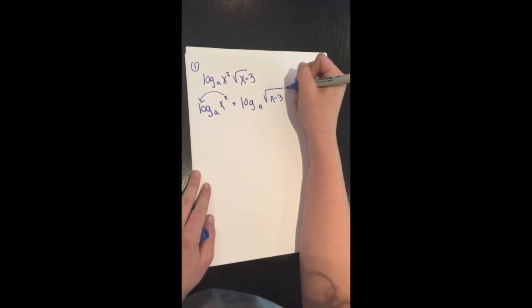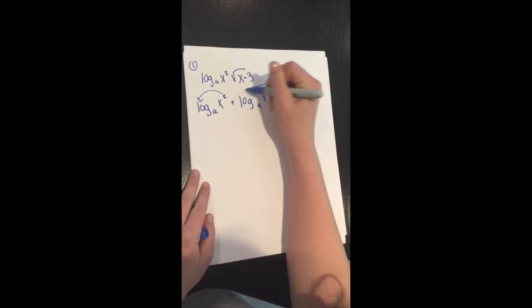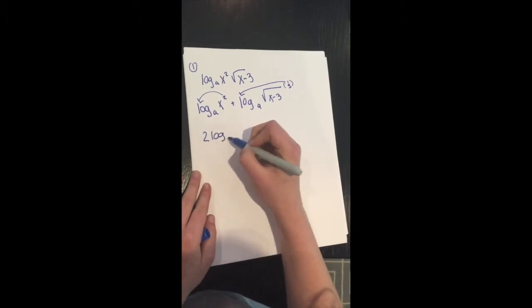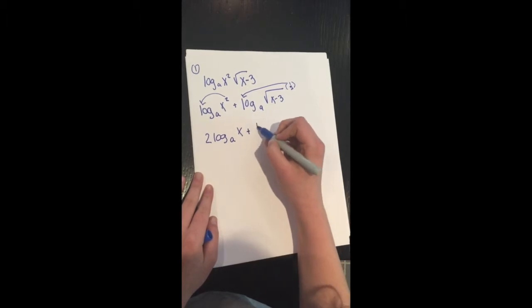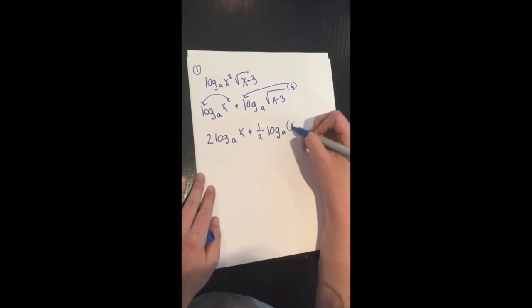And when something is under a radical, it really has an imaginary exponent of 1/2. So that is also going to come to the front. So our final answer is 2 times log base a of x plus 1/2 times log base a of x minus 3.